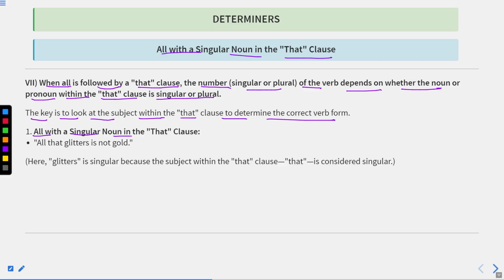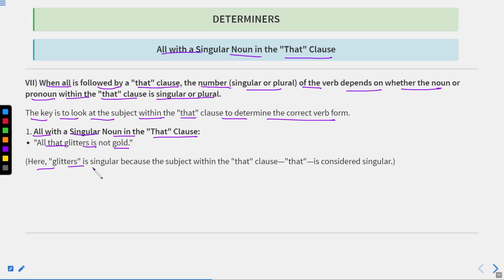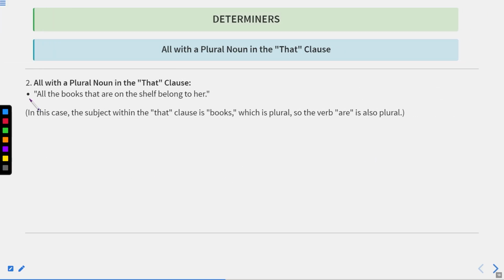All with a singular noun in that clause: all that glitters is not gold, because here we are talking about all the things. It means uncountable nouns. So here glitters is a singular verb because the subject within that clause is considered singular. That means everything that contains this.